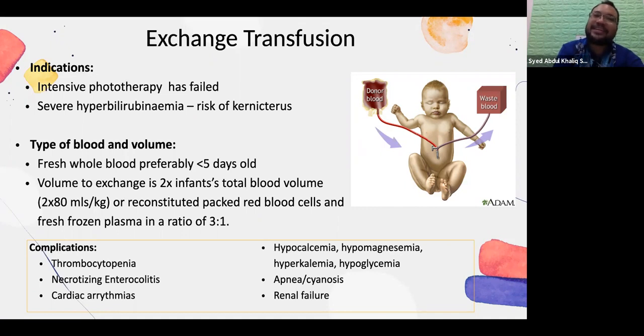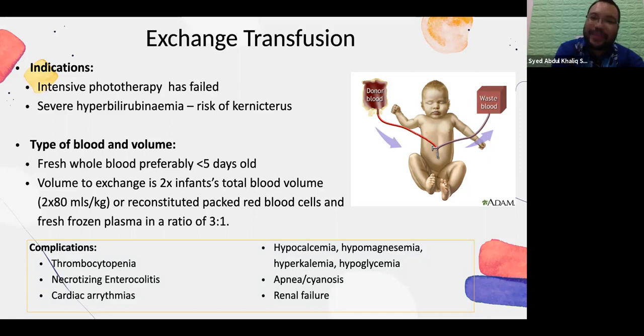When kita kata dia phototherapy has failed, bila bilirubin tak turun. Bila kita bagi intensive phototherapy, bukan setakat tak turun, dia makin naik. So maknanya the rate of hemolysis is faster than the rate of treatment with phototherapy ni. So that is intensive phototherapy, kita kata fail.